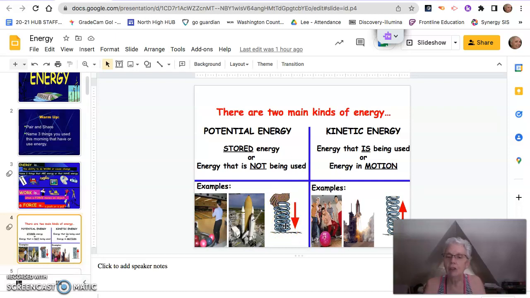Now, kinetic energy is energy being used or energy in motion. So think of those 3 things again, like pushing that ball down the alley, taking off in this rocket, or letting go of the spring. All of those are energy in motion.